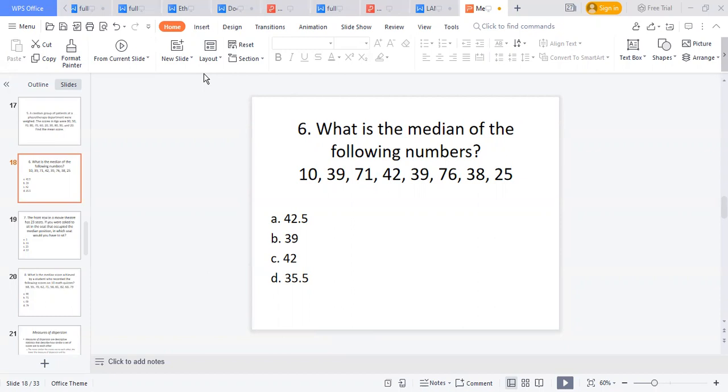So the first thing that you do is to arrange these figures in ascending or descending order. Then since these are even numbers, the two numbers in the middle, you add them, which is 39 plus 39, divided by 2. So 39 plus 39, 78 divided by 2 is 39. Correct.